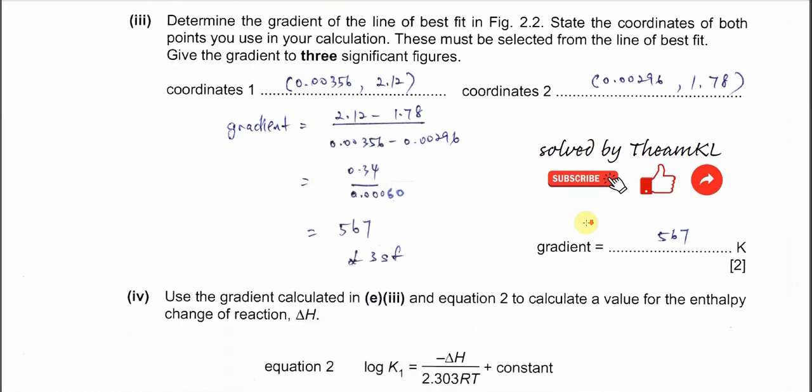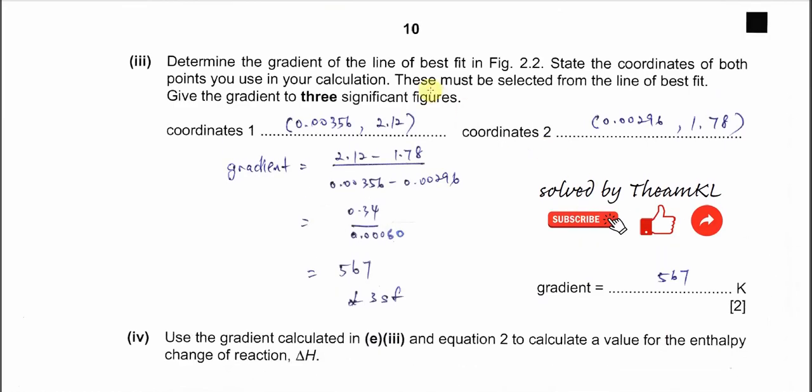Part 3. Determine the gradient of the line of best fit. State the coordinates of both points and use them in the calculation. Give the gradient in 3 SF. For my coordinates, I chose these two. You can get your own coordinates, it's okay. Make sure you calculate this accordingly. So just delta y over delta x.